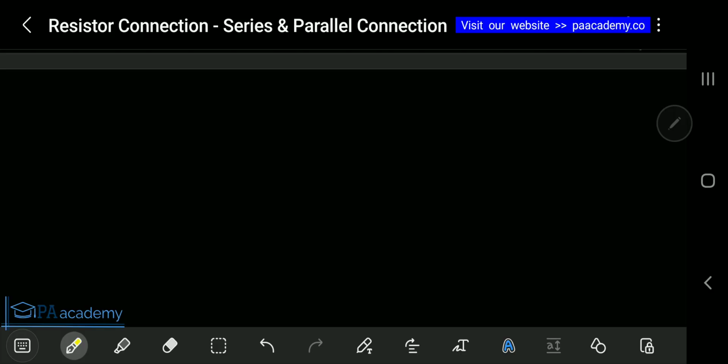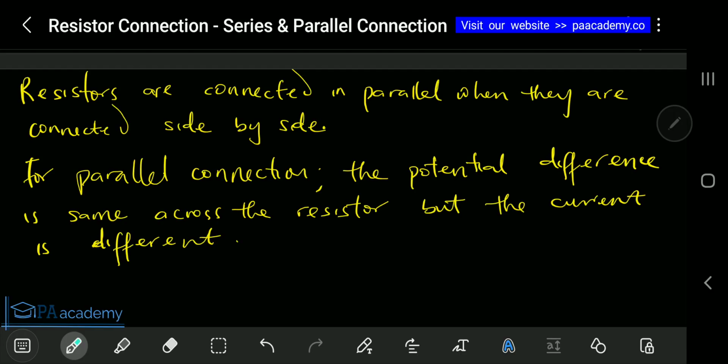But now let's talk about resistors in parallel. Let's define what that is. Resistors are connected in parallel when they are connected side by side. I'm going to give a drawing to represent that. Also, for parallel connection, the potential difference is the same across the resistors, but the current is different.